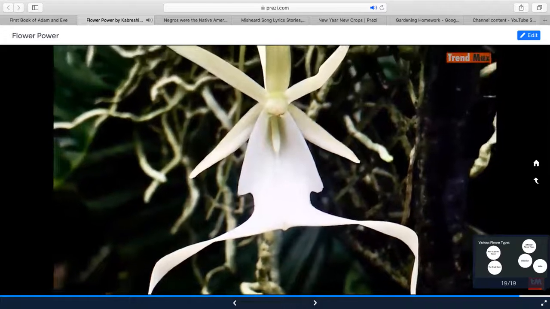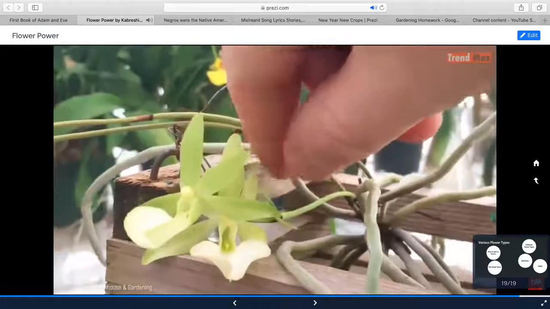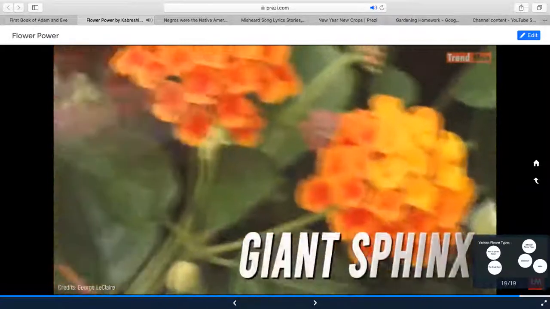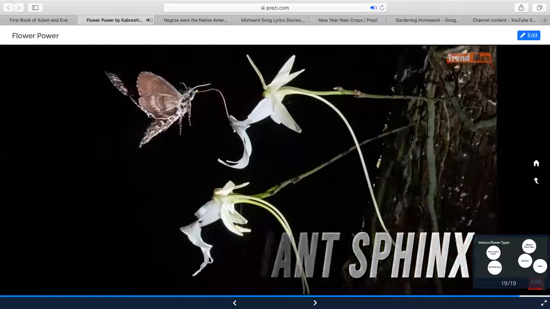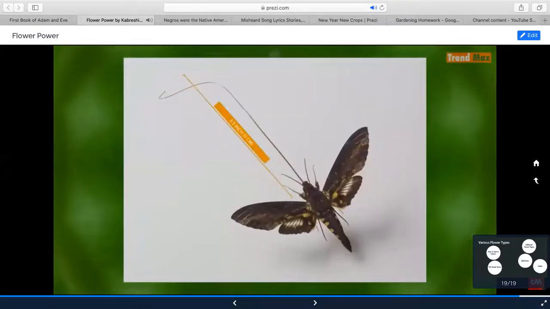Unfortunately, ghost orchid is in danger of extinction, and most attempts to grow it have resulted in failure. Therefore, its survival depends almost exclusively on the giant sphinx, the only moth in the area that has a proboscis long enough to reach the nectar of this flower, which is up to 3.5 inches long.